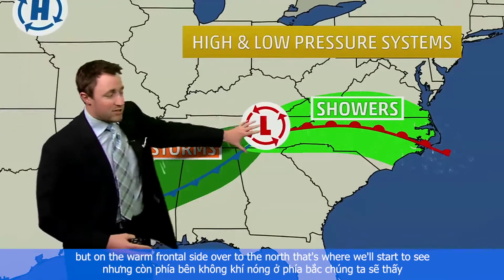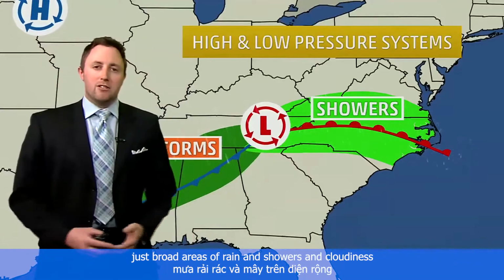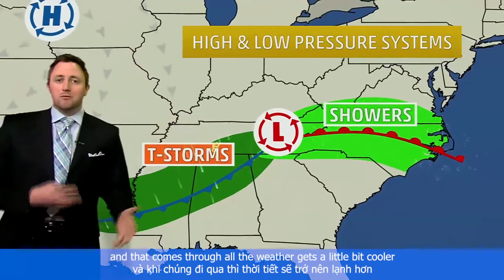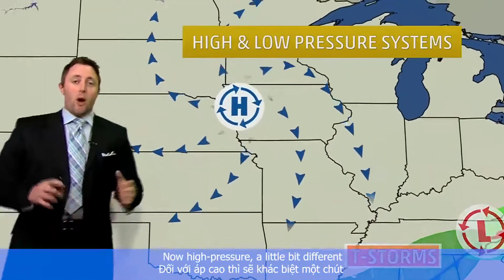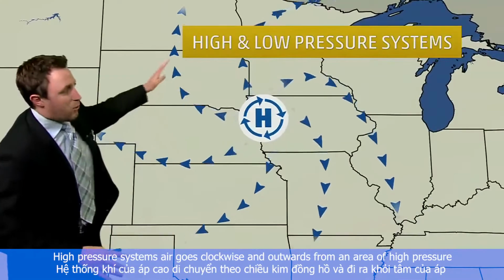And usually along the cold frontal side of a storm is where we'll see things like thunderstorms. But on the warm frontal side, over to the north, that's where we'll start to see just broad areas of rain and showers and cloudiness. And as that comes through, well, the weather gets a little bit cooler.